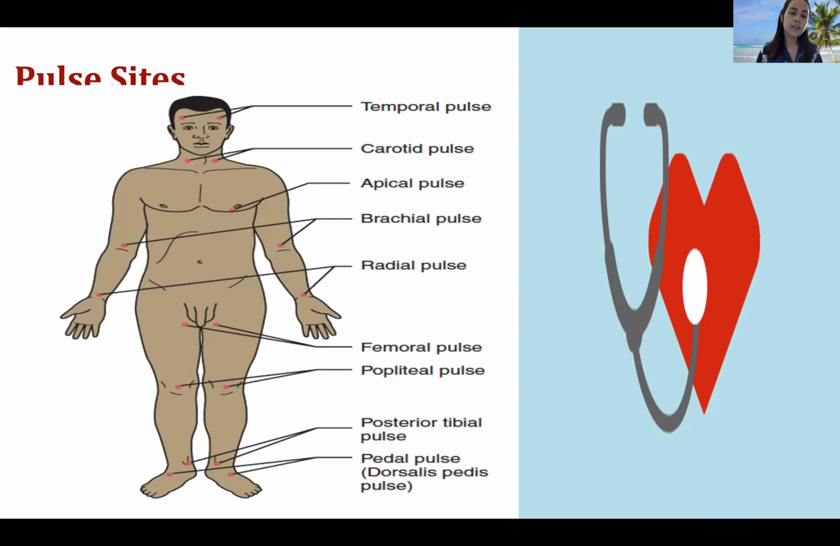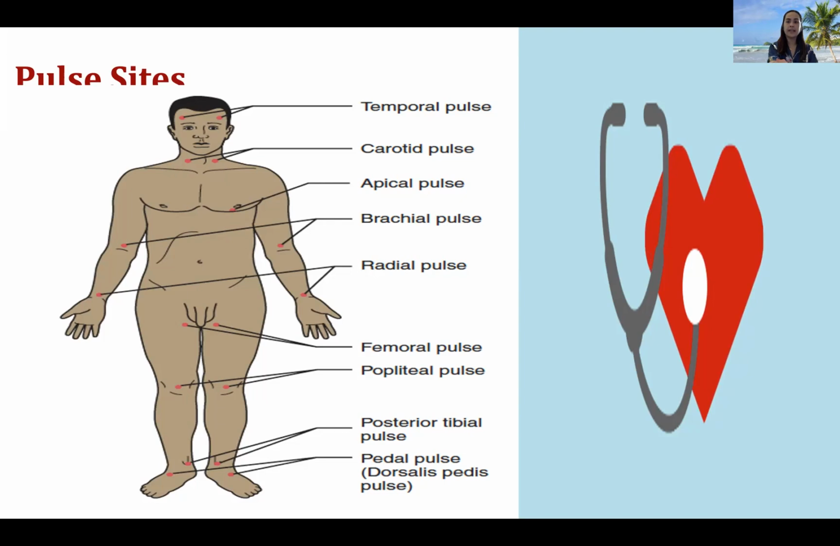Next, you have the apical pulse. Your apical pulse is located on the left, not the right. It is located at the apex of the heart. Your heart is more on the left, so your apical pulse is located in the left part of the chest. Later I will tell you where you will locate your apical pulse.